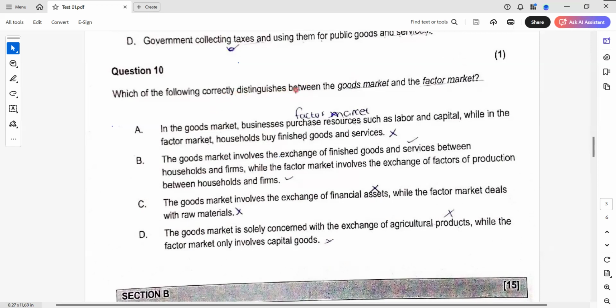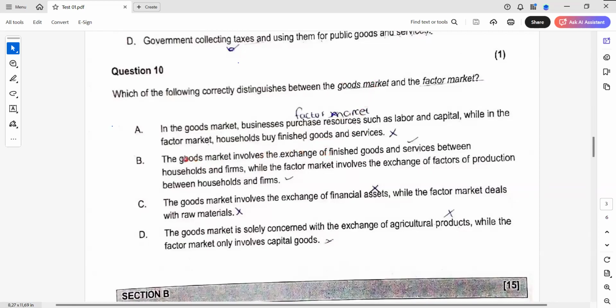So they're saying here we have to distinguish between the goods market and the factor market. Okay. So A: in a goods market, businesses purchase resources such as labor, land, and capital. This one is not correct because I remember I said in the goods market, this is where they sell our consumer goods and services that we purchase. Okay, let me just continue. While in the factor market, households buy finished goods. I know this one is not correct. In the factor market, we don't buy finished goods and services. Finished goods and services are in the goods market. So A is not correct.